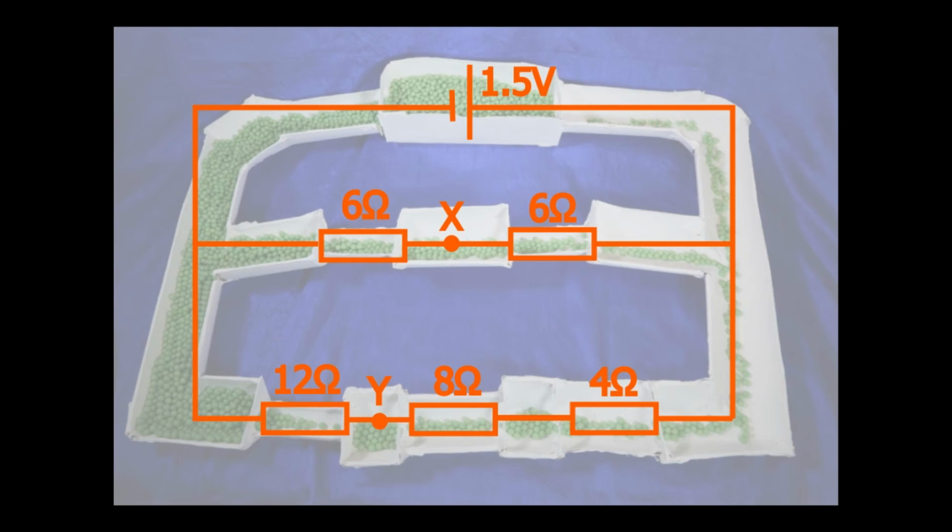Exam question. This exam question uses a circuit with a 1.5 volt battery and then a branch called X with two 6 ohm resistors in series in it, and then another branch in parallel to X. This one's called Y, and it's got a 12 ohm, an 8 ohm and a 4 ohm resistor in series, and that whole lot in parallel with X.